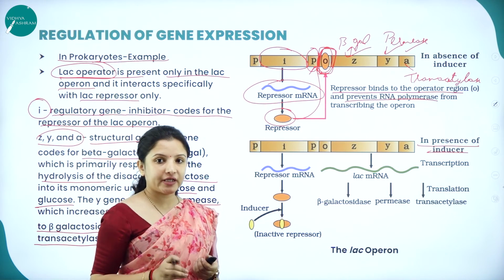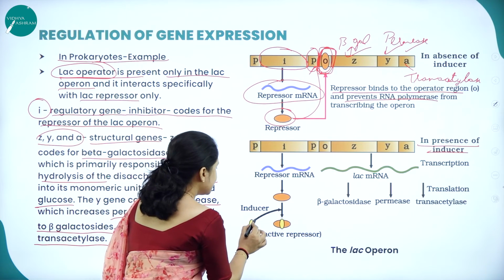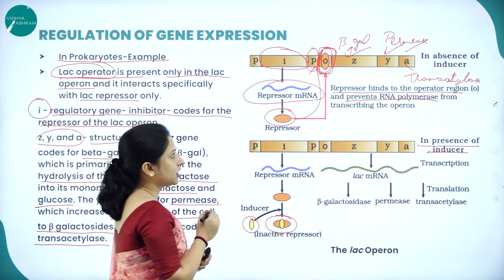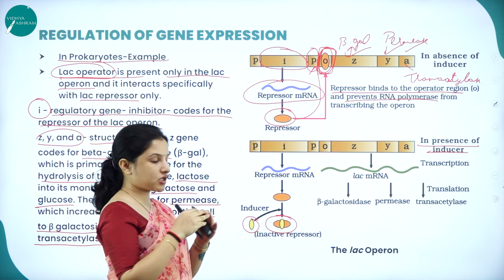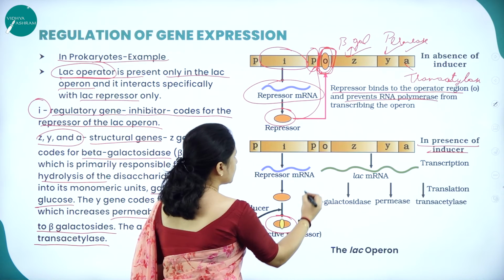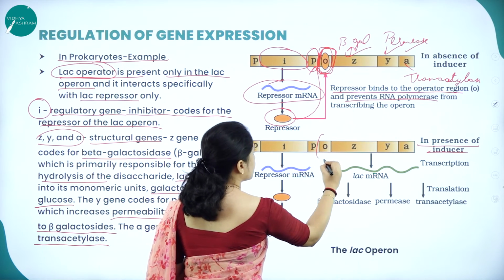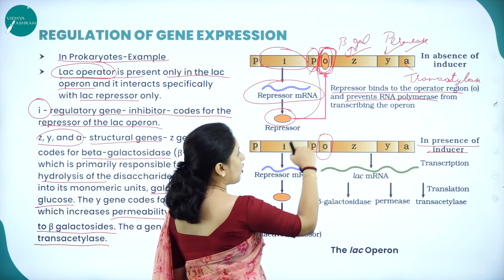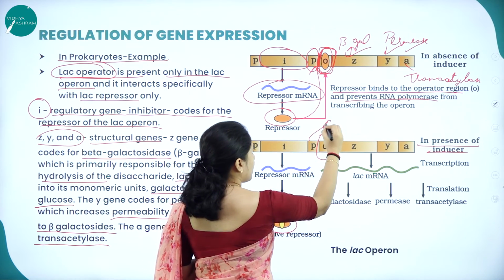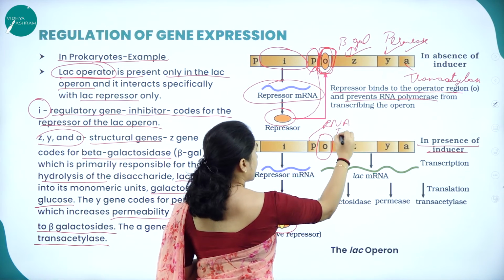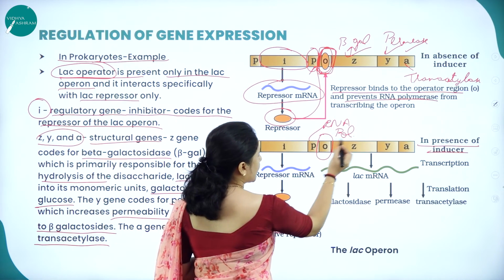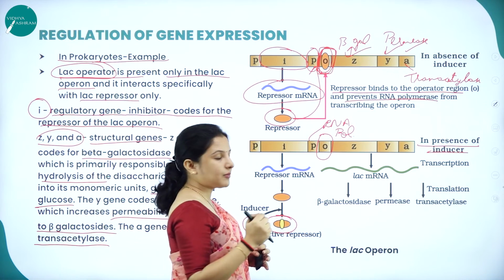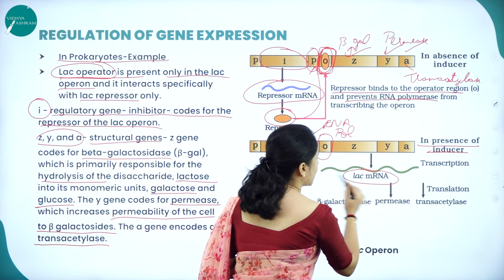In the presence of an inducer, the inducer will go and bind to the repressor. Therefore, it will not allow the repressor to bind to the operator region. So when the repressor doesn't bind to the operator region, RNA polymerase will go and bind here. If RNA polymerase binds, then the mRNA strand will get produced. What mRNA strand? Lac mRNA strand will get produced.